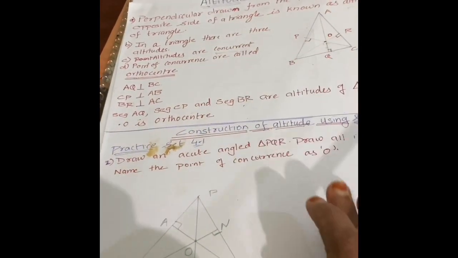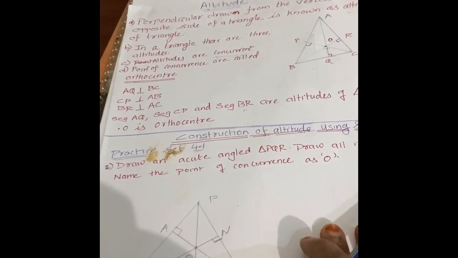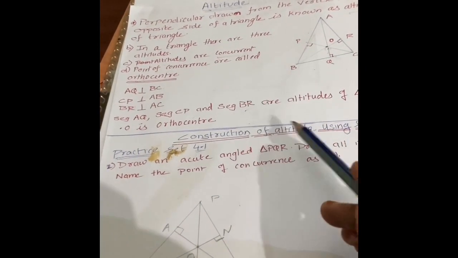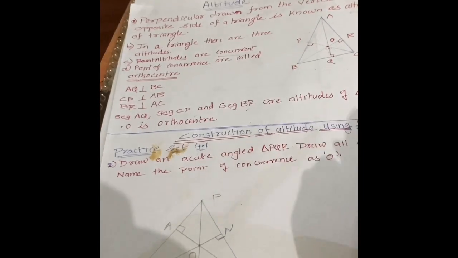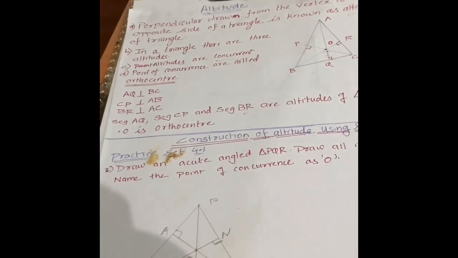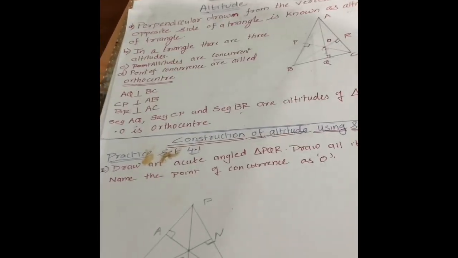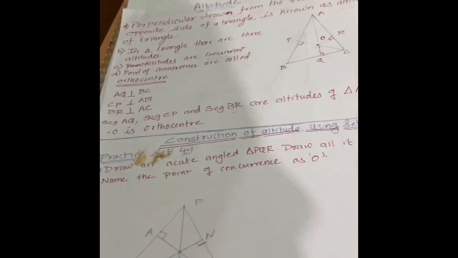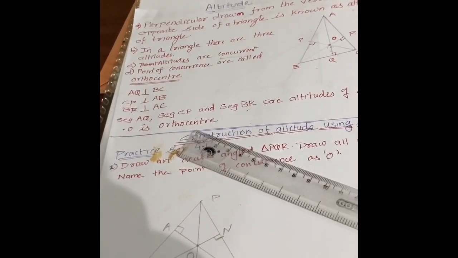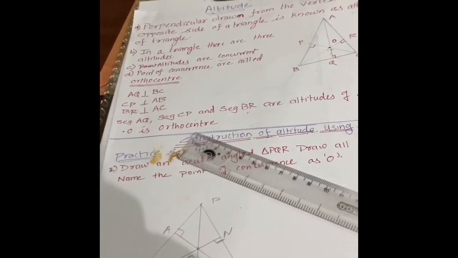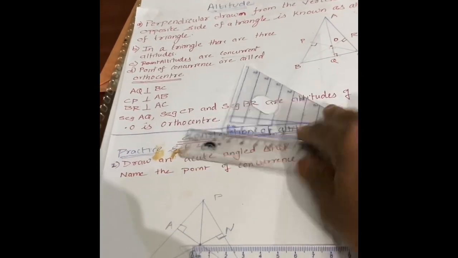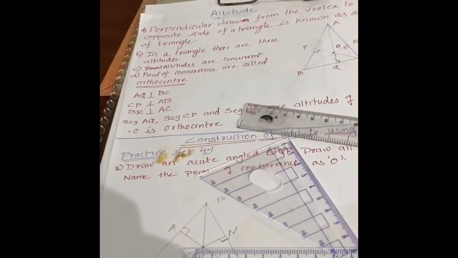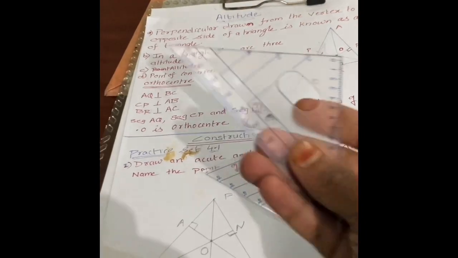Now next we are going to do the construction of the altitude. Here we will learn, children, constructing the altitude by using the set square method. For constructing the altitude using a set square, what all things do we need? We need a scale, a set square, and a pencil. Any one of the set squares is sufficient, children.